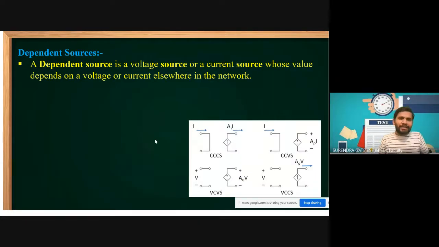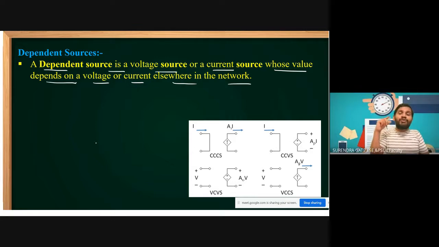Yes, friends, please concentrate. What are dependent sources? A detailed explanation is not required right now, but I will explain their importance later while solving problems. A dependent source is a voltage source or current source whose value depends on a voltage or current elsewhere in the network.